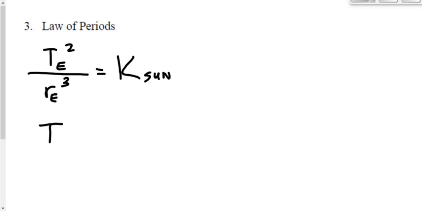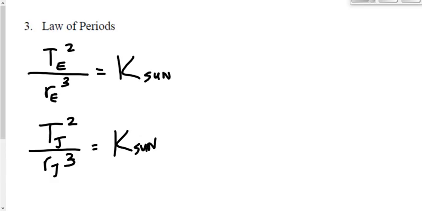If we said T squared over r cubed for the Earth is equal to Kepler's constant for the Sun, then we could also say that T squared over r cubed for Jupiter is equal to Kepler's constant for the Sun. In other words, the Sun, being our central body, the object that's being revolved around, has the same constant regardless of which planet we use data for. That's a big deal. Because if we know information about one planet, then that will help us get information about another planet. As long as we know stuff about the Earth going around the Sun, then we can derive information about Jupiter going around the Sun because the ratio of T squared to r cubed is the same.